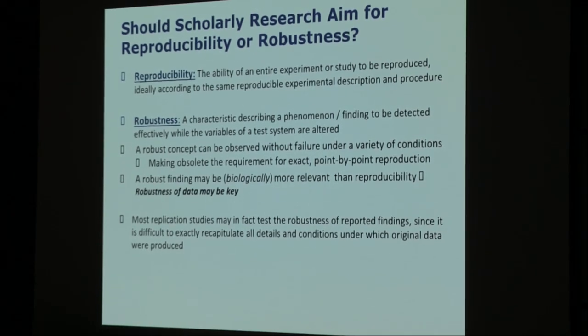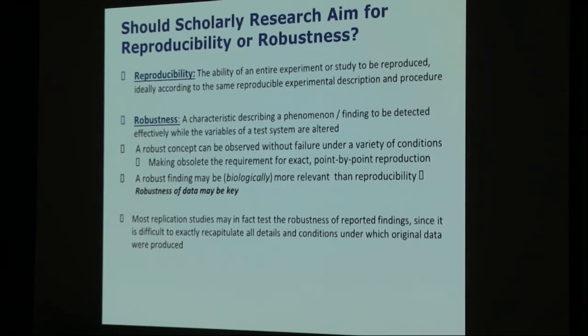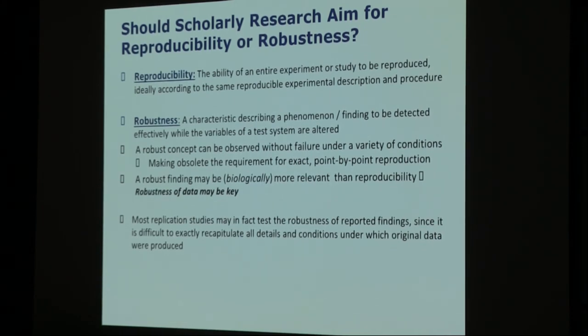Robustness of data is slightly different. You can define it as a characteristic describing a finding that can be detected under a variety of different test conditions, and that also goes along with what the previous speaker talked about. Now, what you can then say is that if you have a robust concept, you should be able to detect that under these different conditions, and you don't need, in fact, this point-by-point replication.